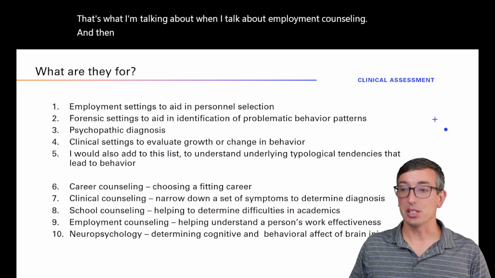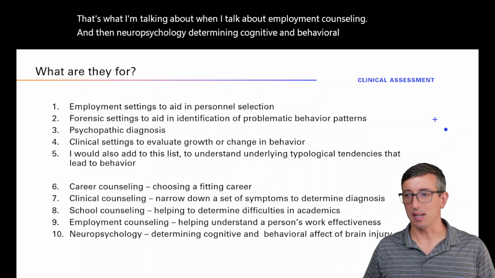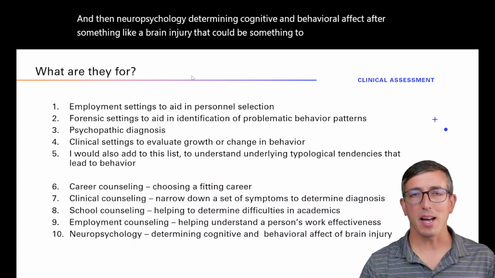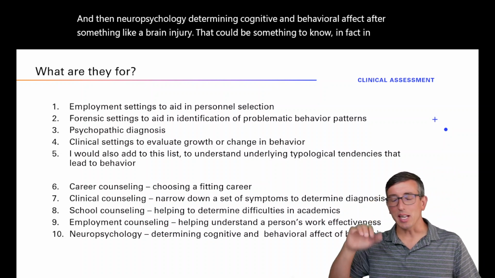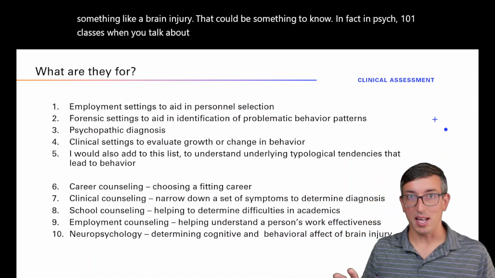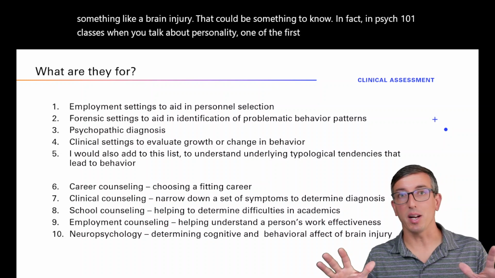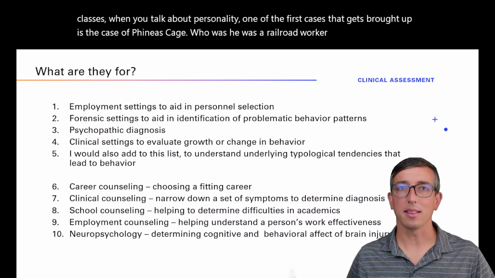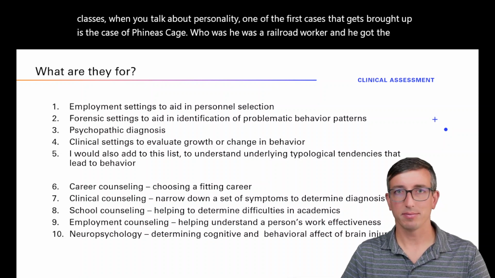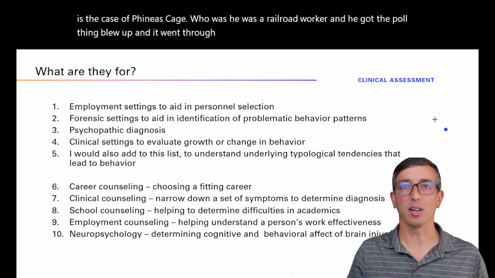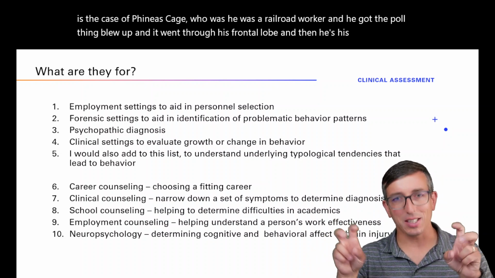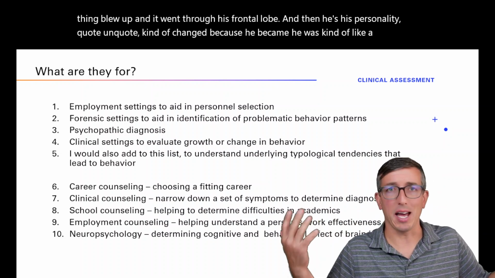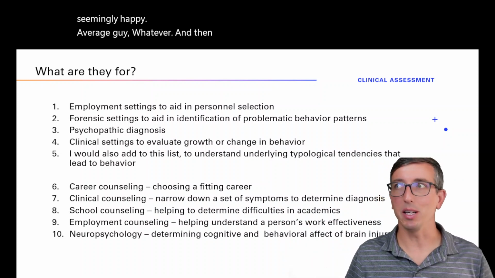And then neuropsychology, determining cognitive and behavioral effects after something like a brain injury. That could be something to know. In fact, in Psych 101 classes, when you talk about personality, one of the first cases that gets brought up is the case of Phineas Gage, who was a railroad worker, and the pole blew up and went through his frontal lobe, and then his personality, quote unquote, kind of changed because he was a seemingly happy average guy, and then he became grumpy and behavioral.